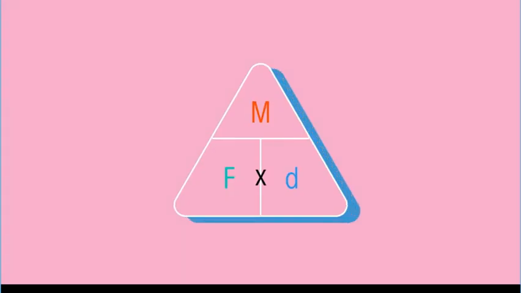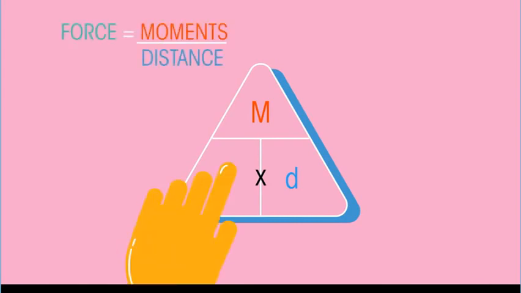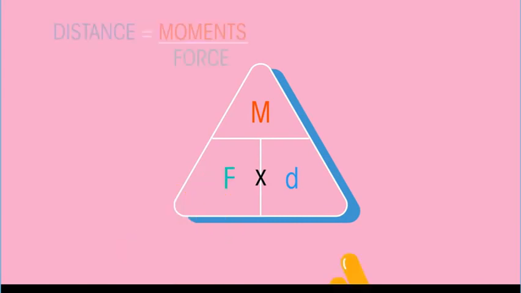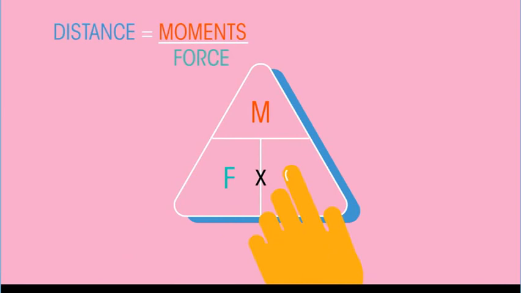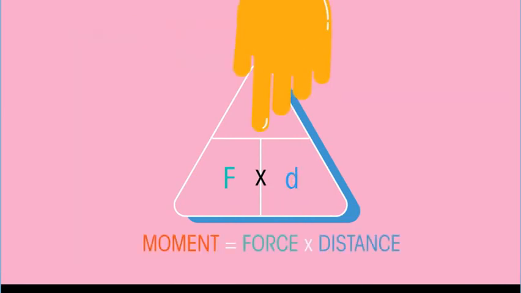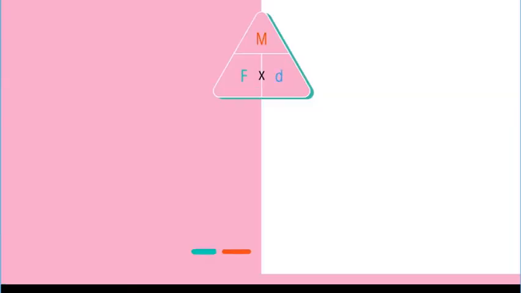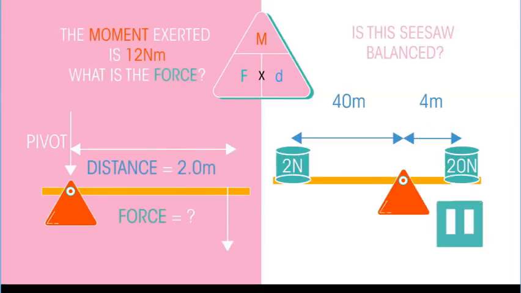We can also place this formula into a formula triangle. Force equals moments divided by distance. Distance equals moments divided by force. And moments, as we already know, is force times distance. Here are 2 more questions for you to try. Pause the video and work them out.